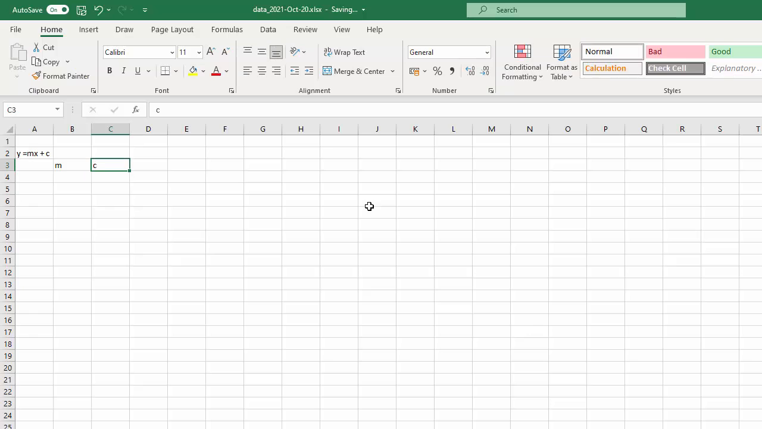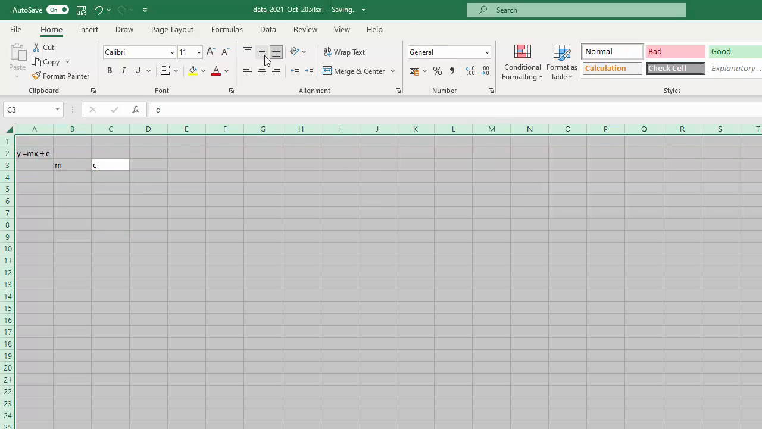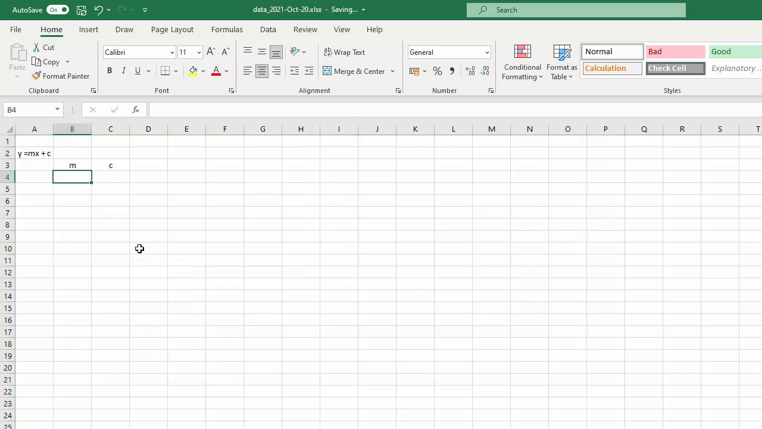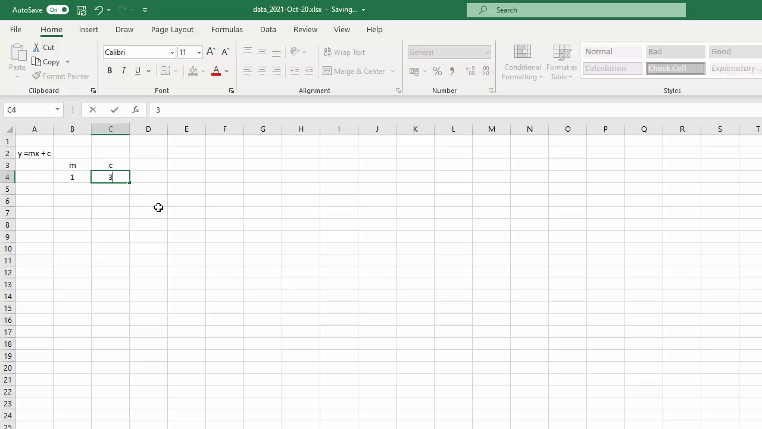Right, so I will now mark everything and put my data in the center because I think it looks tidier that way. For the gradient I'm going to put 1, and for the intercept I'm going to put 3. This is the first line I drew before. And now I'm going to make a table of x and y values.